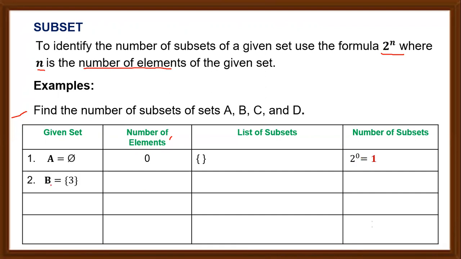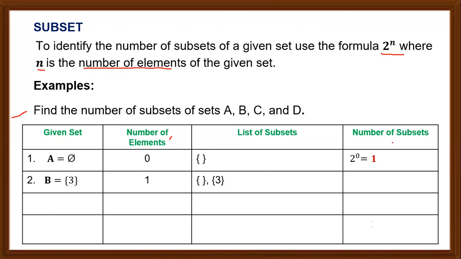Let's have number 2. Set B, the element is 3. Pag binilang ko yan, ilan ba yung number of elements? Siyempre, isa lang yung element. List of subsets, ililista mo siya. Okay, so that is empty tsaka 3. Tandaan natin, no? Sa set, in every set, empty set is always included. Kaya meron po siyang empty, tapos yung 3 na elements natin.